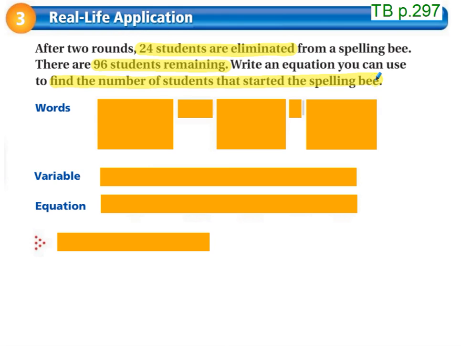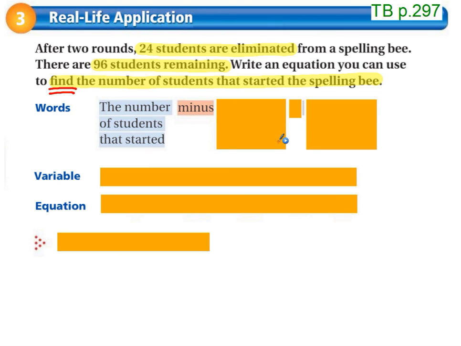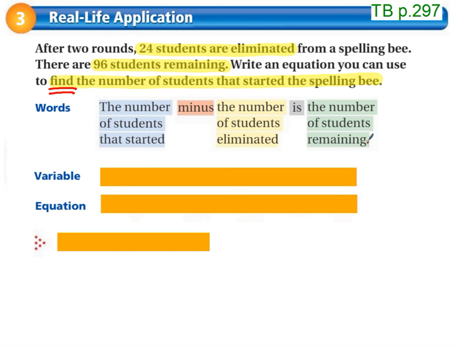Now as I think about putting this into an equation, I need to know, how many students am I starting with? That's actually what I'm trying to find the answer to. If I take the number of students that I start with and I subtract the number of students that have been eliminated so far, that is going to equal the number I have remaining.